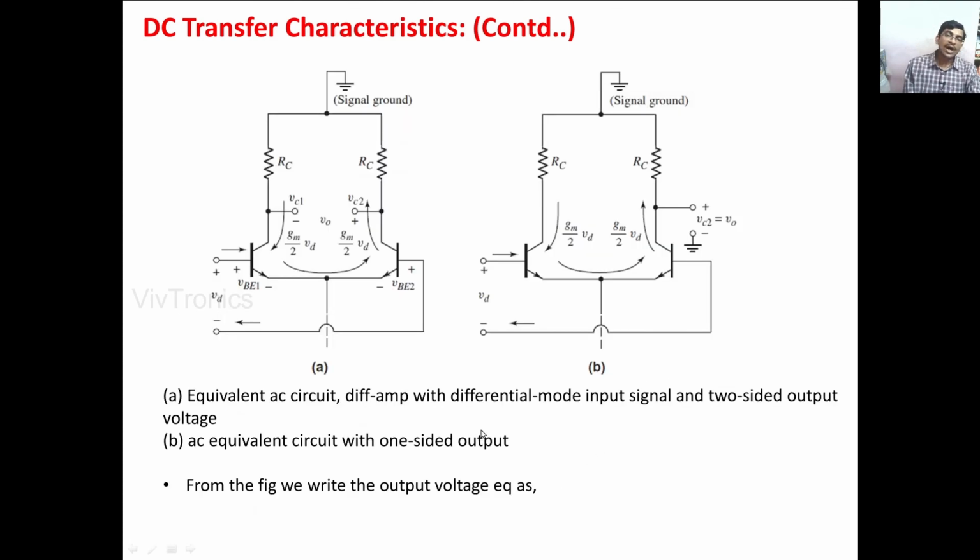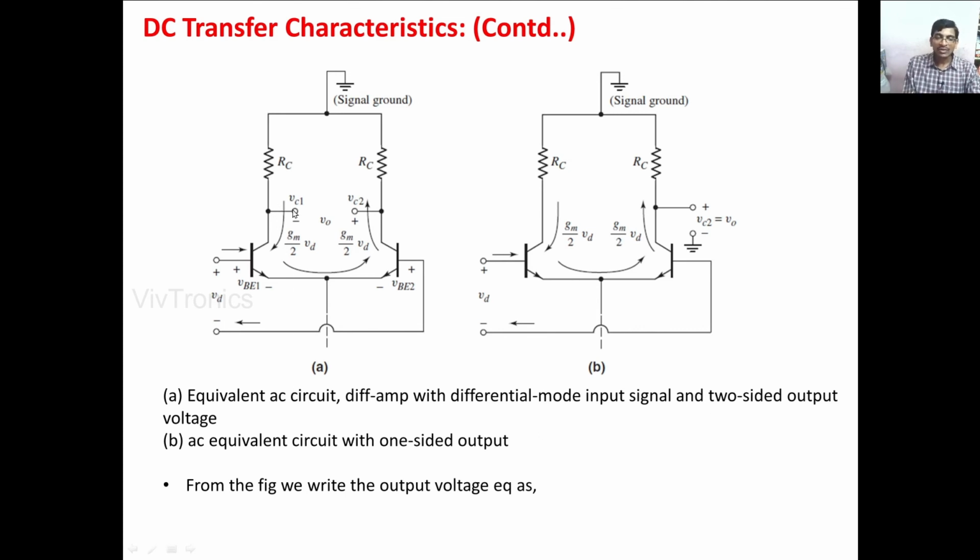We can take the output from the differential amplifier in two ways. One is the output voltage between the two collector terminals, and the other is the output voltage between a single collector terminal with respect to the ground. These figures show the equivalent AC circuit of the differential amplifier with the differential mode input signal and the two-sided output voltage.